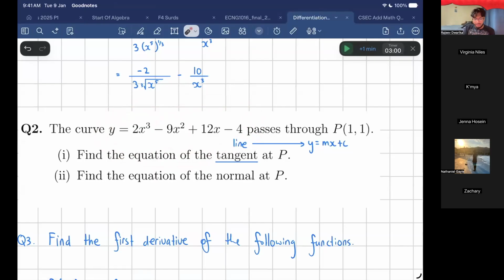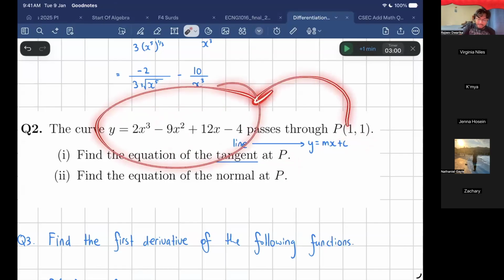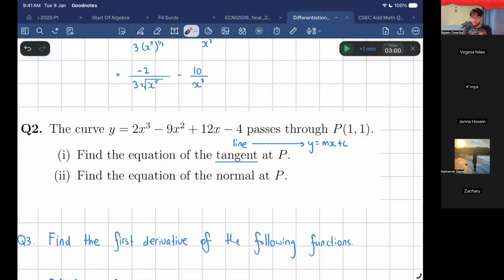And you want to find the gradient at P. So at P, the x value is 1. So when you differentiate this, you're going to plug in 1 into it and it will tell you the gradient at that point. Good, you have the gradient. Now you need to find for C. To find for C, you could use the point that's given, you could plug it in and you could find for C. Or you could use y minus y1 is equal to m by x minus x1. I'm not sure how well you learn to find the equation of a line, but either one is fine.